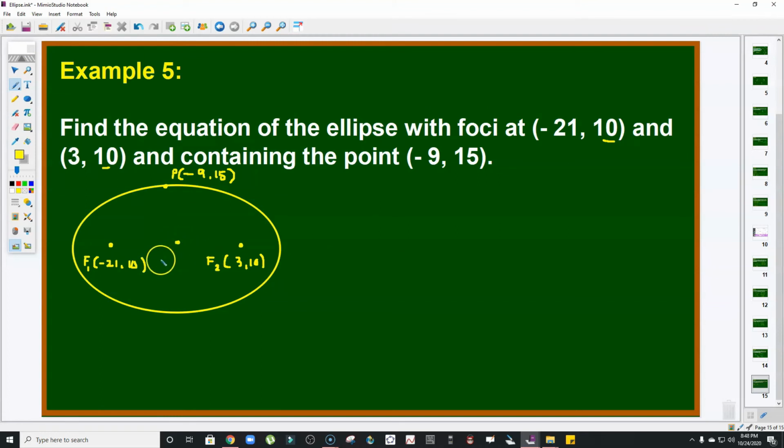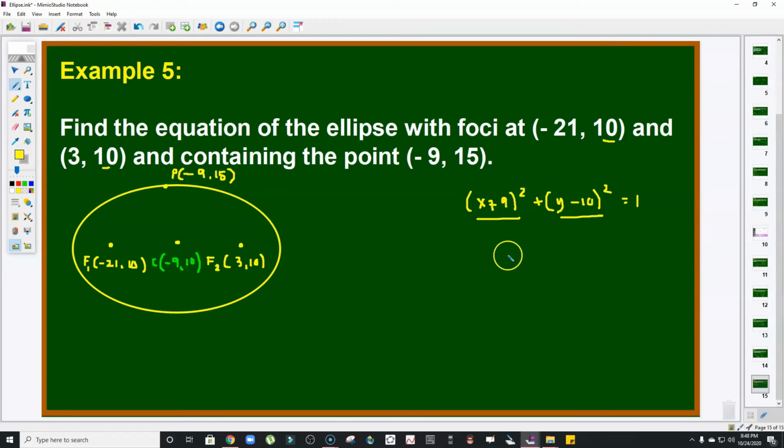Yung midpoint niyan is the center. Okay, and that is, I'll just use this one. Okay, the center is negative 21 plus 3, midpoint niyan. So, that is negative 18 divided by 2, negative 9. Tama? Then, I'll just copy the y. See that? Okay, so therefore, yung equation ng ellipse ko, I already have x plus 9. Ready ko na. X plus 9 to be squared plus y minus 10 to be squared equals 1. See that? Okay, kailangan ko na lang yung a squared and b squared.